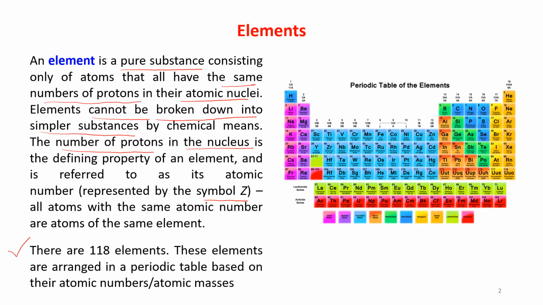There are 118 elements. These elements are arranged in a periodic table based on their atomic number and atomic masses. Elements are arranged in a table in increasing order of their atomic number. That table is known as the periodic table of the elements. Okay?